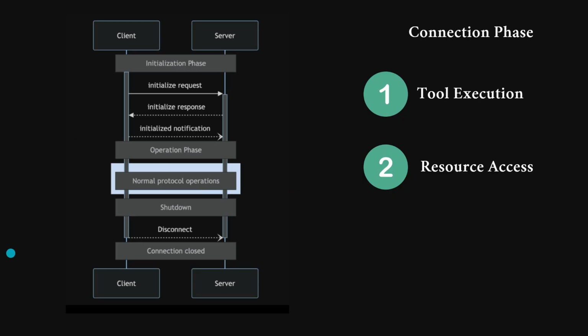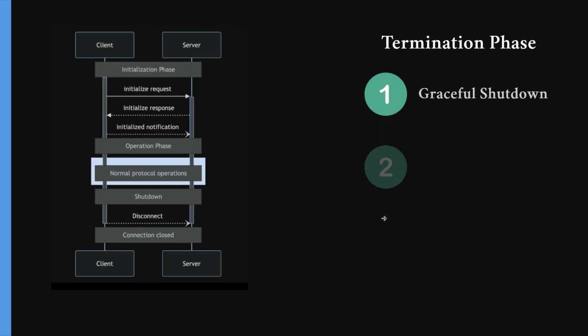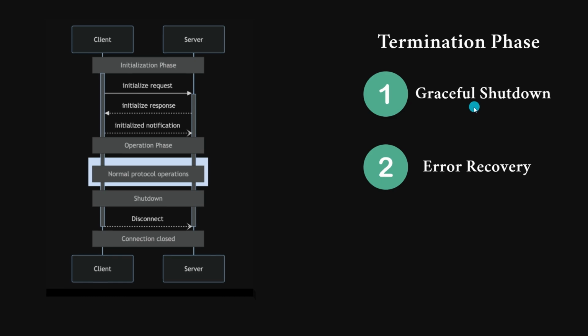So now let's go to the last phase, which is the termination phase. In the termination phase, we have a graceful shutdown, as you see here. The user closes the workspace or disables the integration, and then the LLM or the host will send a shutdown request to the server. The server will acknowledge with a response, and then the LLM will send an exit notification, and finally the server will release the resources associated with the session. So this is how the overall lifecycle management happens.